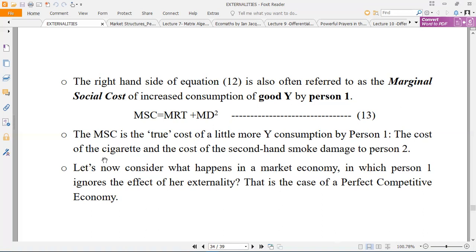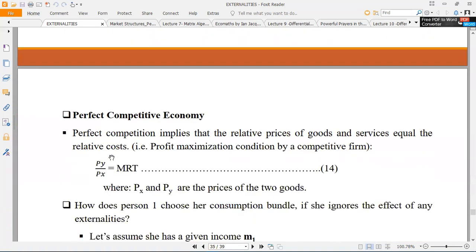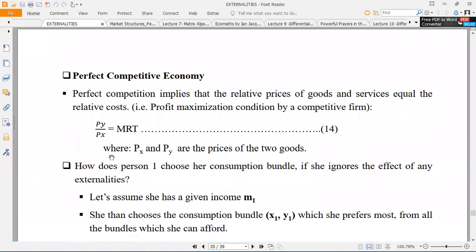Now let's look at what happens in a competitive market, in a market economy, where the person consuming the good generating the negative externality doesn't account for the negative externality. So what happens in a competitive environment? For perfect competition, we all know that for profit maximization, firms produce up to the point where the marginal rate of transformation is equal to the price ratio of the two goods. So PY over PX should be equal to the marginal rate of transformation. That is for the firm.